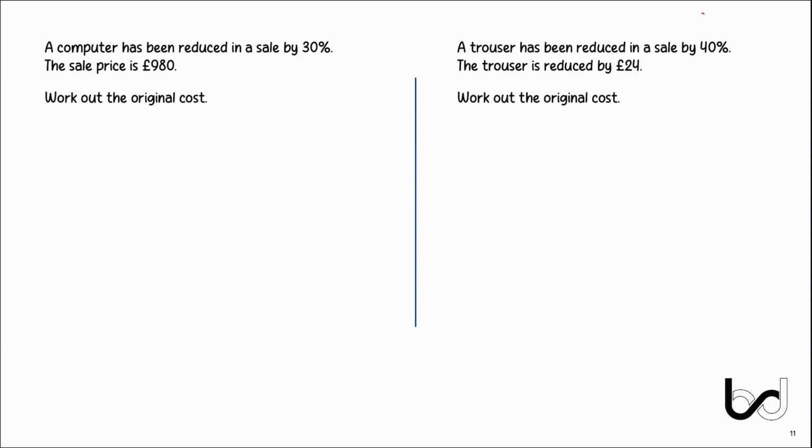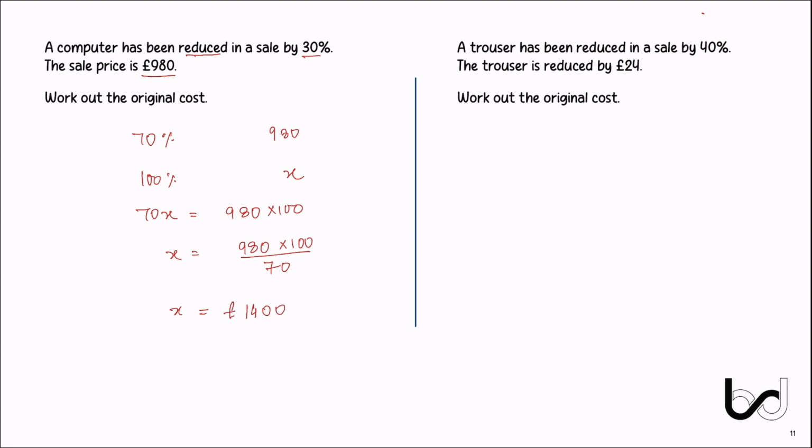Now over here, the computer price has been reduced in a sale by 30%. The sale price is 980 pounds. So what we know is 70% is 980, and 100% we need to calculate. So I assume this to be X. Now if I cross multiply, what do I get? 70X equals 980 times 100. So X equals 980 times 100 divided by 70. So X equals 1400.